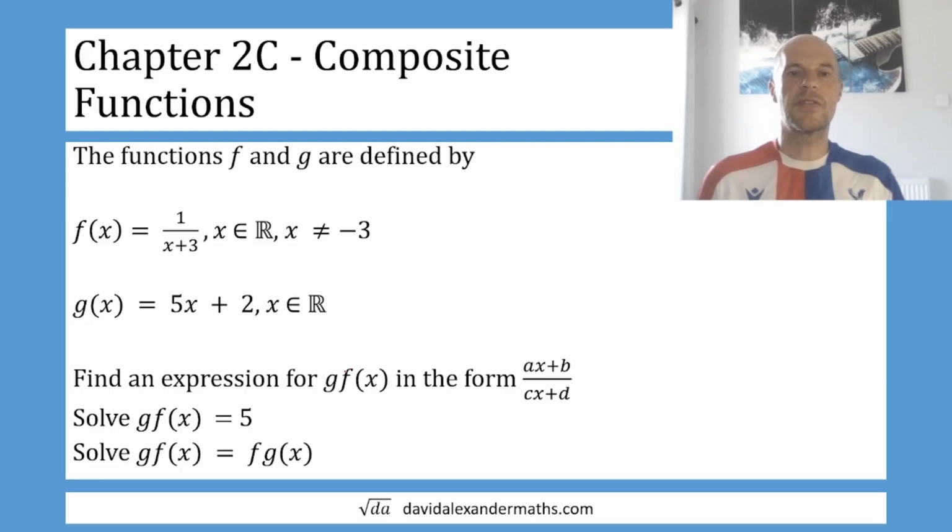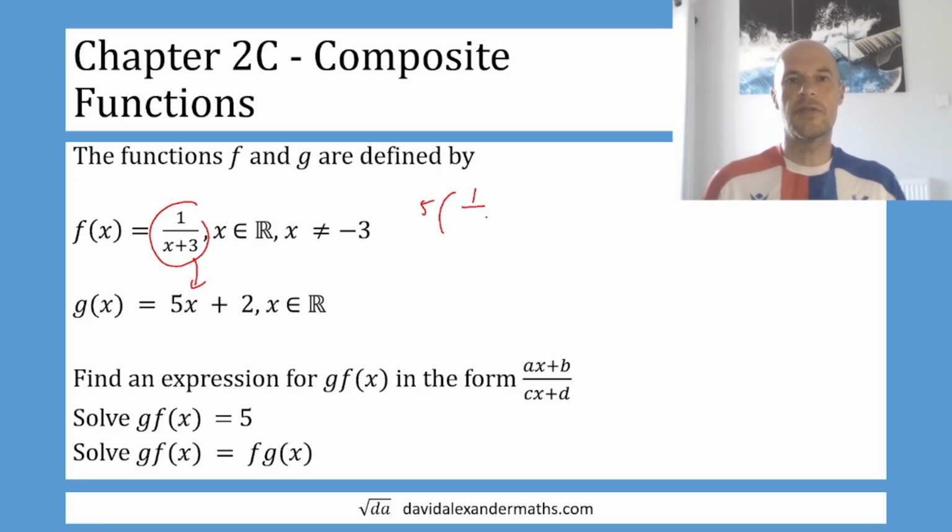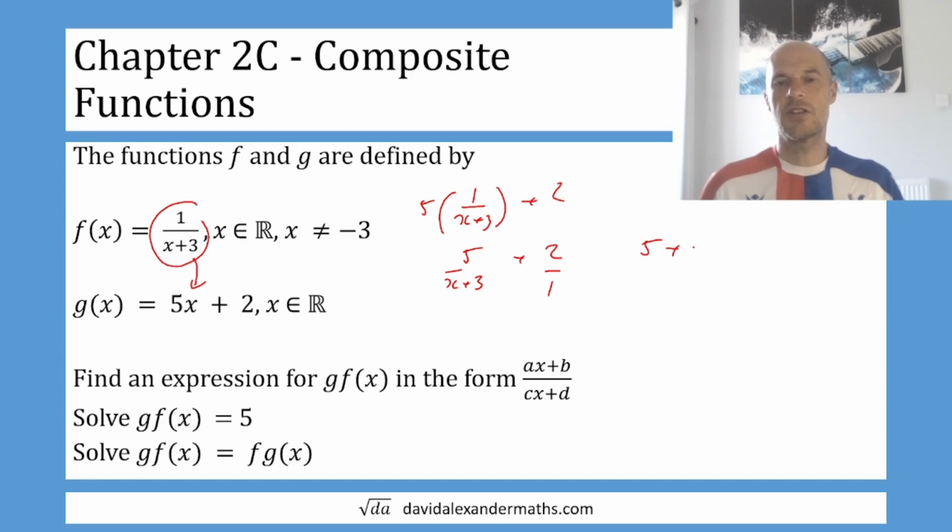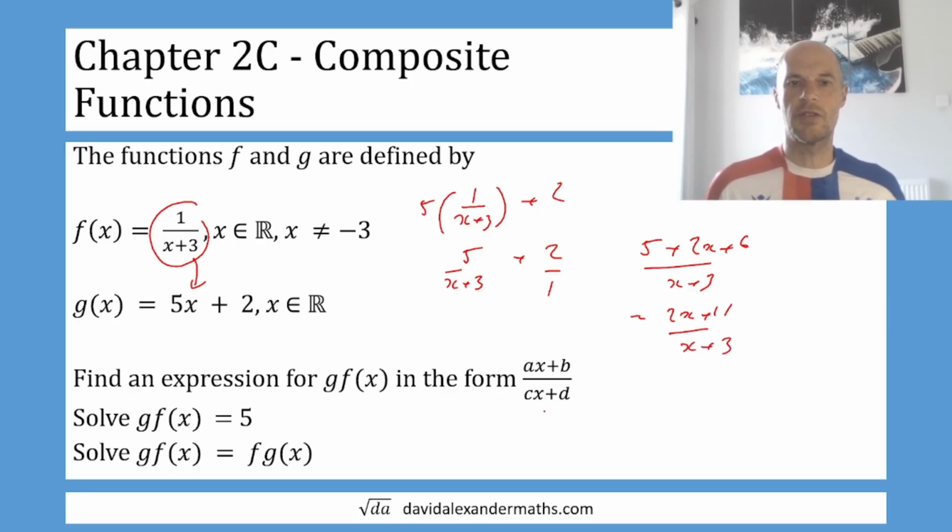Anyway, we want an expression for gf of x, so we need to be putting f into g. So that's going to be 5 lots of 1 over x plus 3, plus 2. So that is 5 over x plus 3, plus 2. And 2, you could write that as 2 over 1 and do our crisscross smiley face here. So that's going to be 5 plus 2 lots of x plus 3, so 2x plus 6, all over x plus 3. So that becomes 2x plus 11 over x plus 3. There we go. So we've got it in the form requested, although c just happens to be 1.